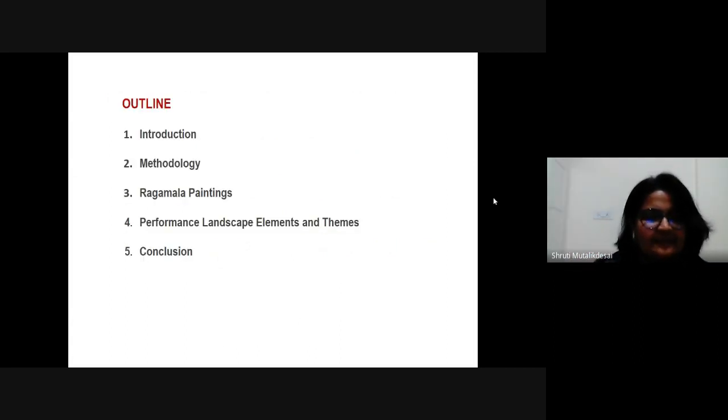The outline that we have followed for this presentation: we'll be talking about the introduction first, a brief discussion about the methodology followed for this research. Then we'll explain what Ragmala paintings are and what the various elements and parts of a painting are. Then we will talk about how we have tried to connect it with the idea of a performance landscape and how we've been able to recognize recurring elements. Hence, from all of this, we are able to identify themes which these paintings follow. We will conclude with certain remarks and the scope of future study for this research.